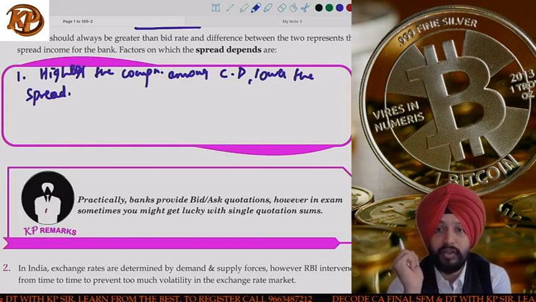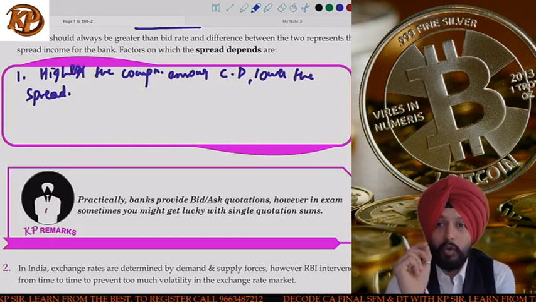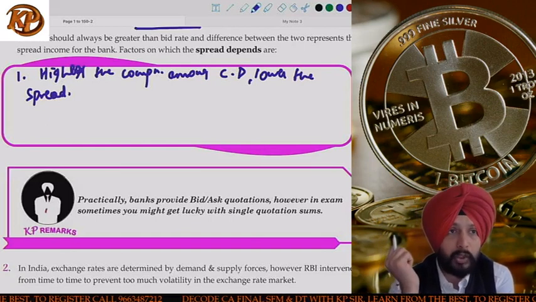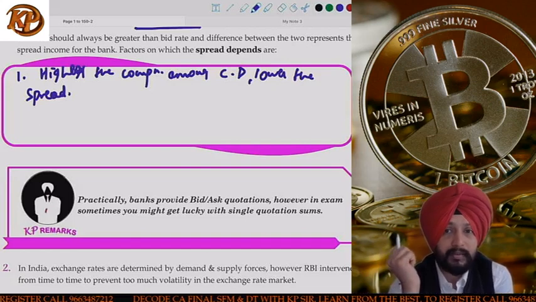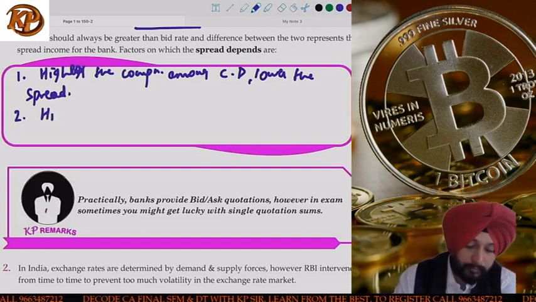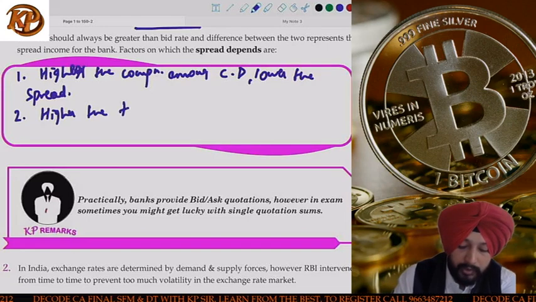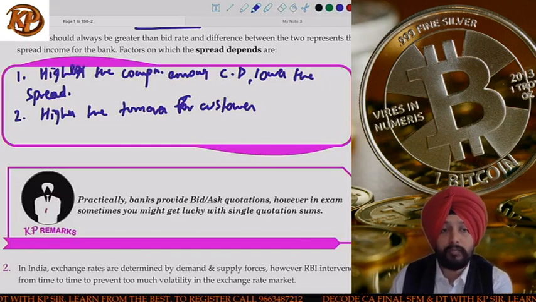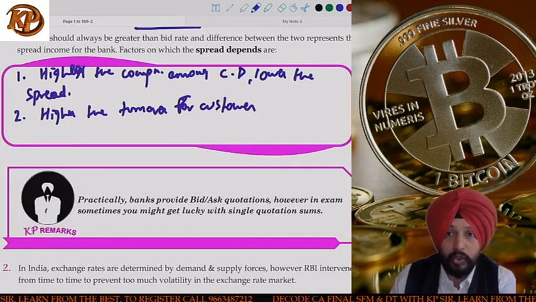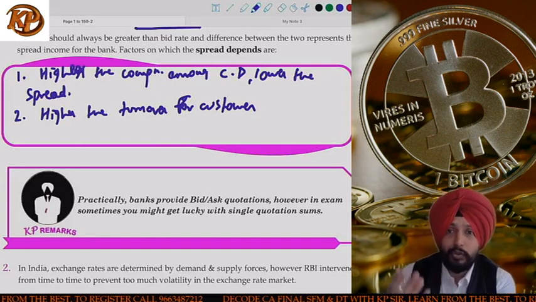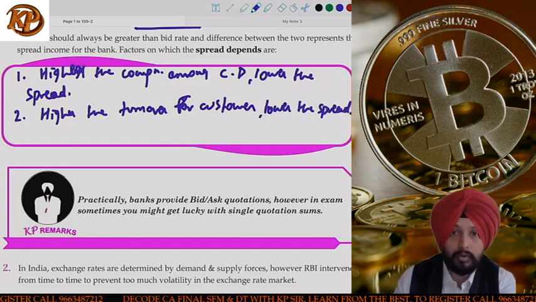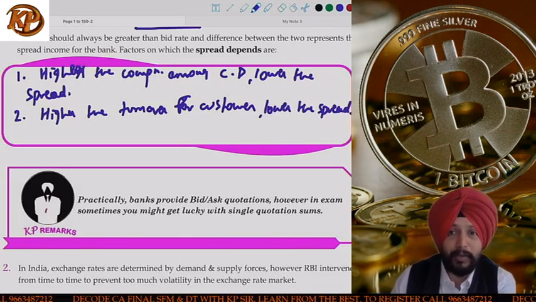There is nothing I need to tell you here, you know this very well. If there is more competition, then spread has to be lower, profit margins have to be lower. Clear? Point number two, higher the turnover for the customer. If the customer is doing a lot of business with you, will you charge the customer more or less? Obviously you will give discounts. So in such a case, lower the spread.